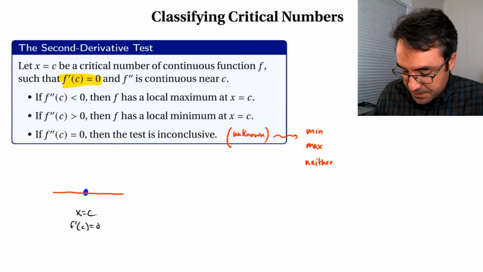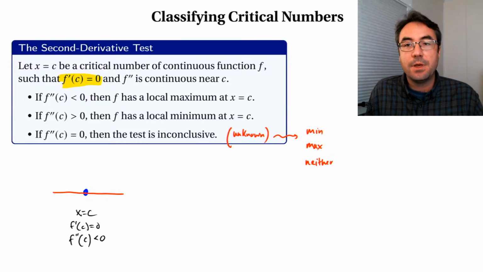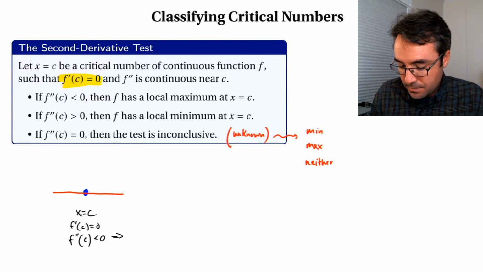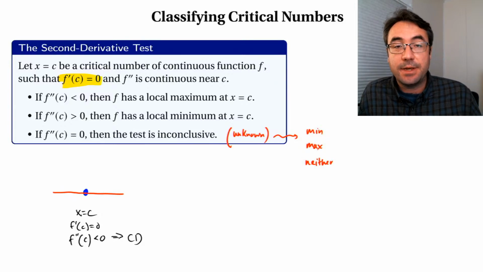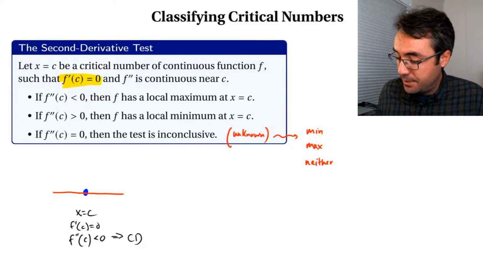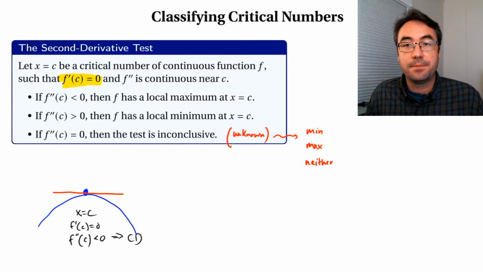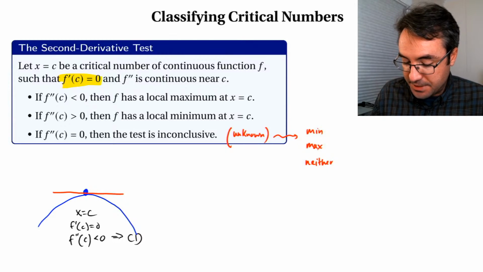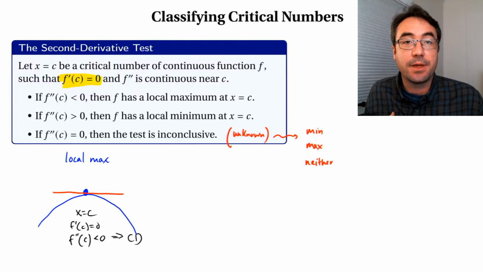And let's consider the case where f double prime of c is negative. Well, if our second derivative is negative, what does that mean about the shape? It means we're concave down. So the only way we can have a graph that flattens out at that point while still being concave down is to have this sort of shape. And what the test says basically confirms what we're seeing. We have a local max at this critical number then.